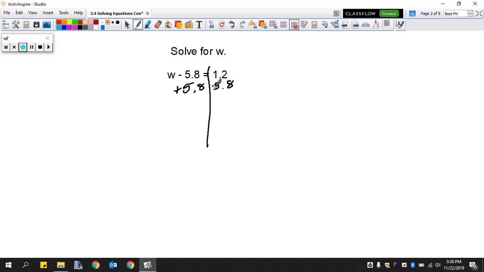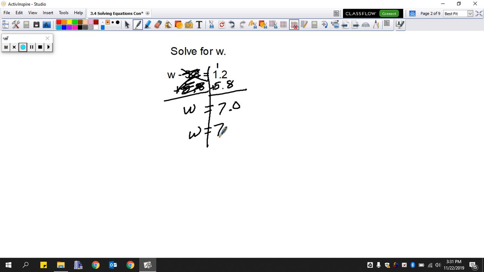So we're going to add 5.8 on the left, which cancels this out, because the negative 5.8 plus the positive 5.8 cancels out. We're left with W over here, and 1.2 plus 5.8. If you add them, 2 plus 8 is 10. Put down the 0, carry the 1, bring your decimal point down. 1 plus 1 plus 5 is 7. So W is equal to 7.0, or just simply 7.